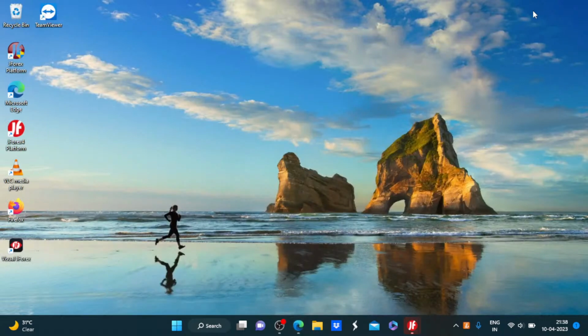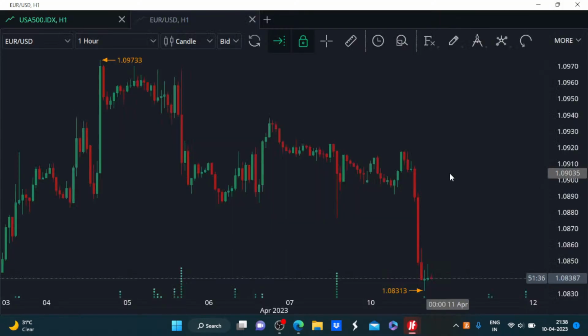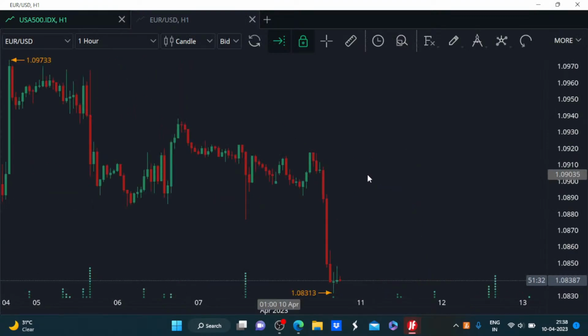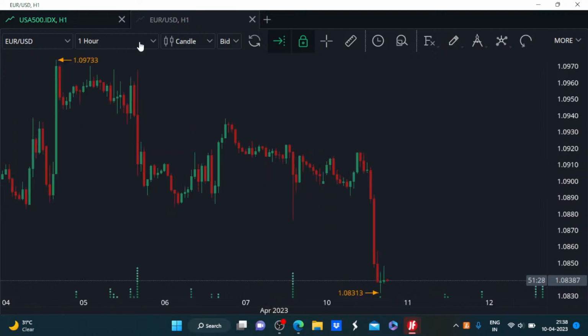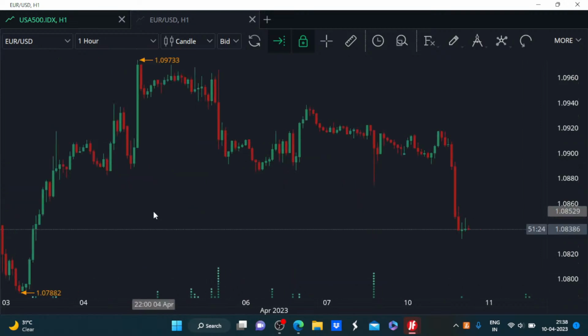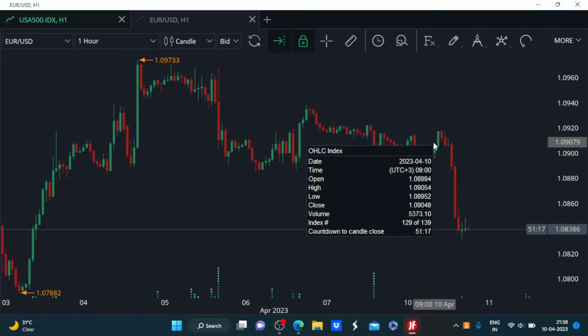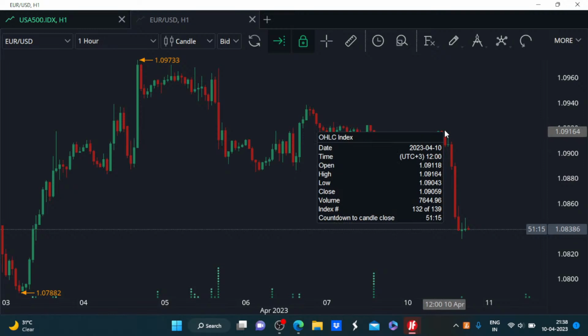To look at it in a detailed manner, let us now head to JForex 4, the newly released trading platform from Dukascopy Bank SA. This is the Euro USD chart with each candle period defined at hourly. If we consider the price movements for today's trading session, the Euro USD has nosedived sharply, almost 100 pips, not exactly 100 pips, but fairly close to that.